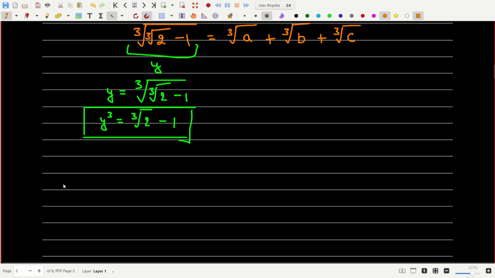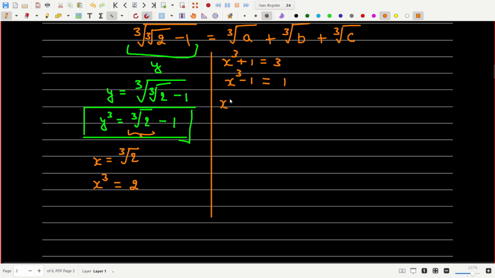Now let me change the color of my pen and now I'll say let x be equal to cube root of 2, this thing over here, which means x cubed is equal to 2. Very interesting. Now, I'm going to add 1, which will give me x cubed plus 1 is equal to 3. Now I'm going to subtract 1, which will give me x cubed minus 1 is equal to 1.